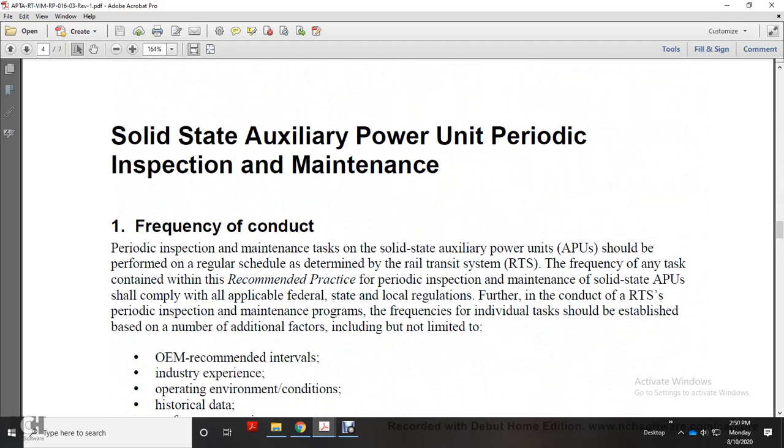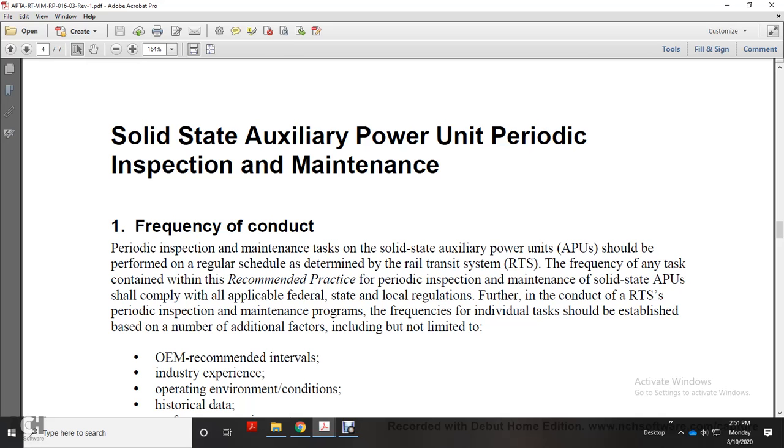Frequency of conduct. Periodic inspection maintenance tasks for solid state auxiliary power units should be performed on a regularly scheduled basis, as determined by the rail transit system. The frequency of any of the tasks contained in the recommended periodic inspection of the maintenance of the solid state auxiliary power units should comply with the applicable federal, state, and local regulations.